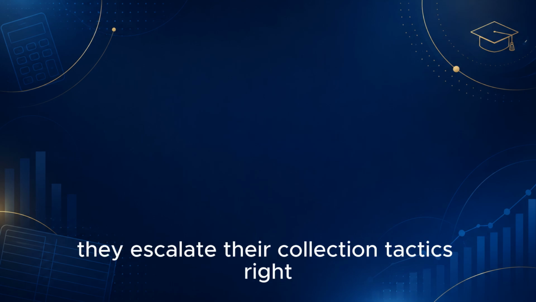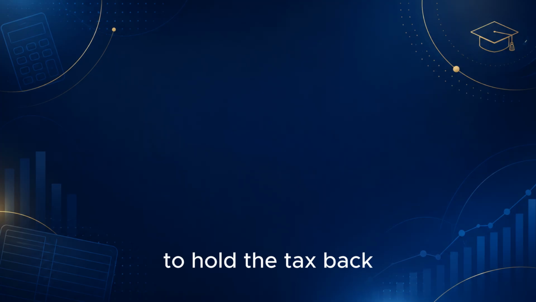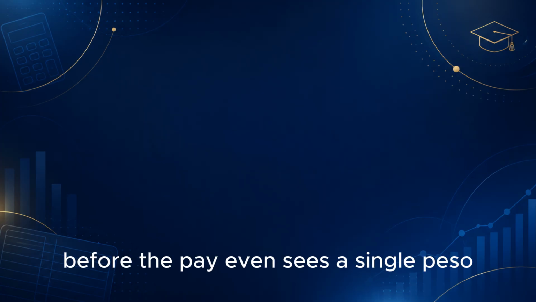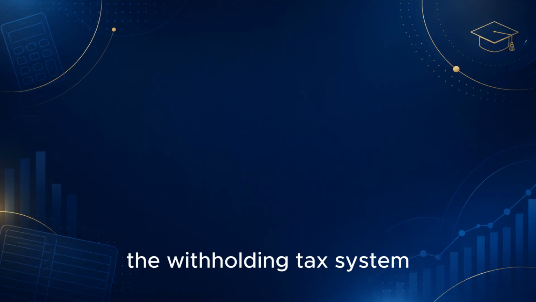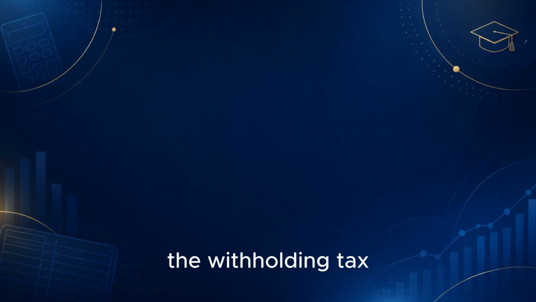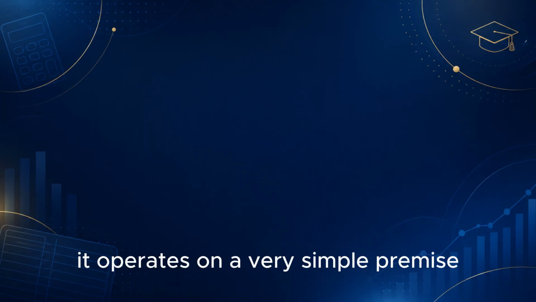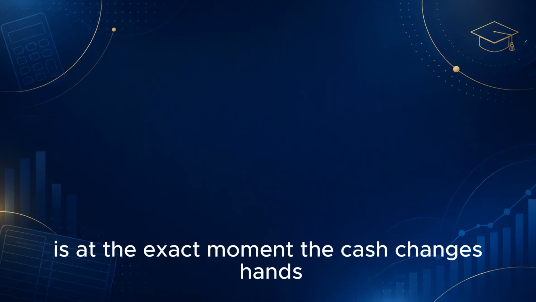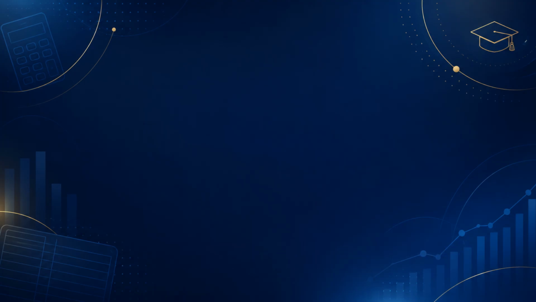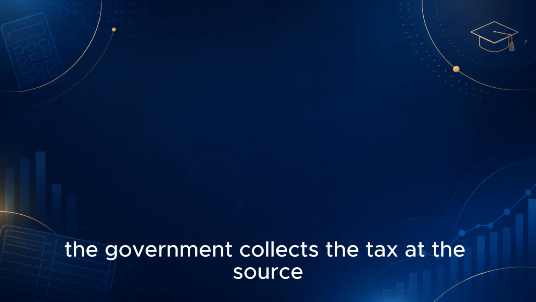They escalate their collection tactics. Right. They force the person paying the income to hold the tax back before the payee even sees a single peso. This brings us to sections 57 and 58, the withholding tax system. The withholding tax system is really the backbone of government revenue. It operates on a very simple premise. The absolute most efficient time to collect a tax is at the exact moment the cash changes hands. Because it's liquid. Right. By deputizing the payer as a withholding agent, the government collects the tax at the source.